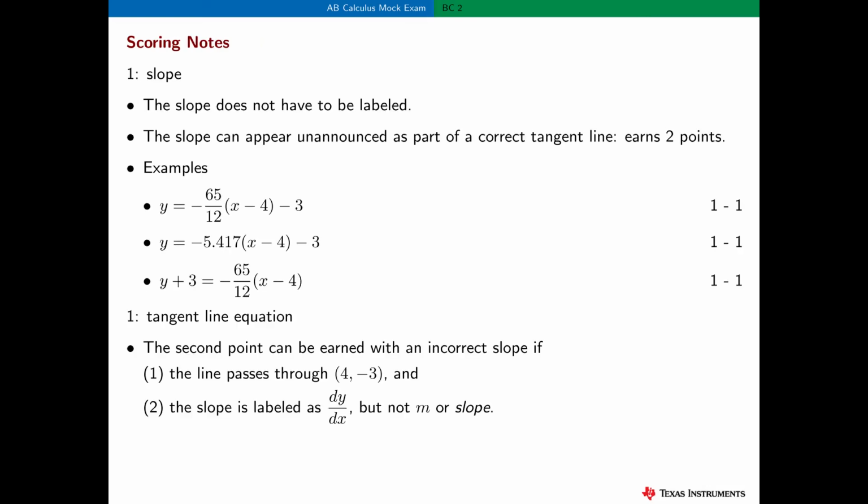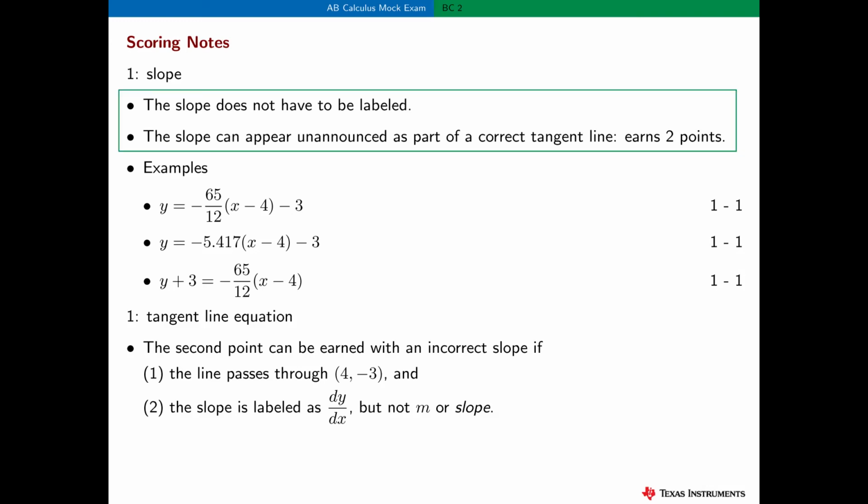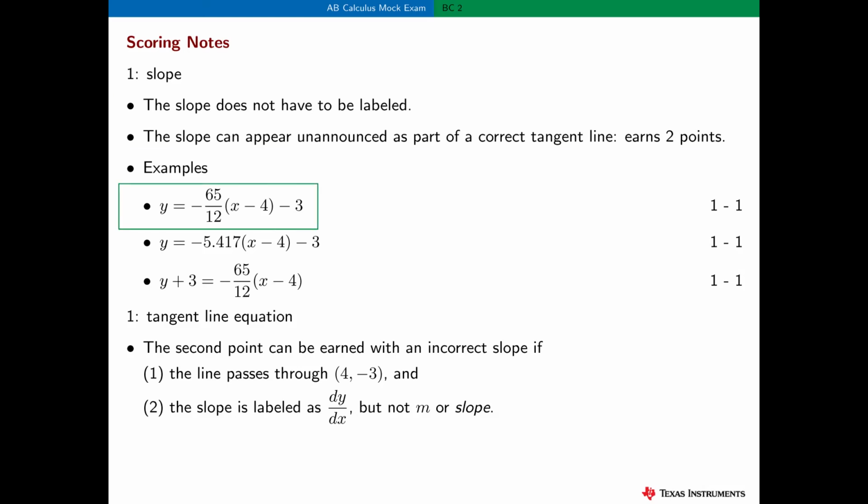Here are some interpretations of these scoring guidelines. The slope of the tangent line does not need to be labeled. It can appear unannounced as part of a correct tangent line equation. And this type of response would earn 2 points. Here are some example student responses and how each is scored. In this example, the slope is unannounced, but it appears in a correct tangent line expression. So this earns 2 points.